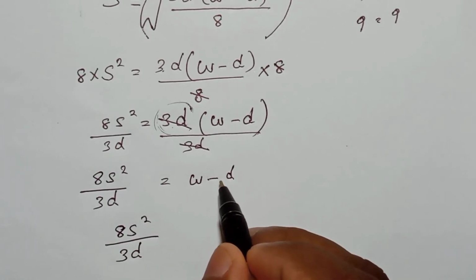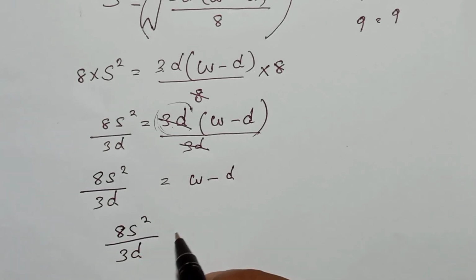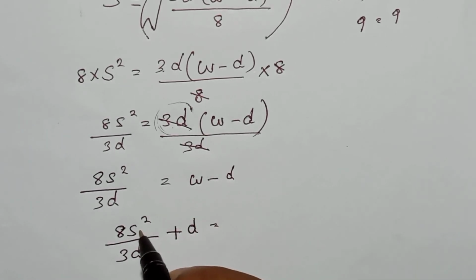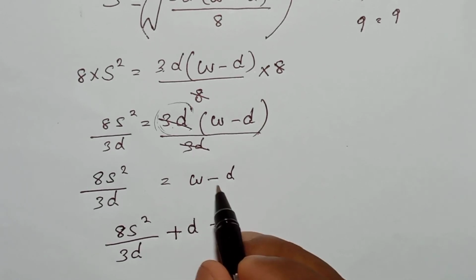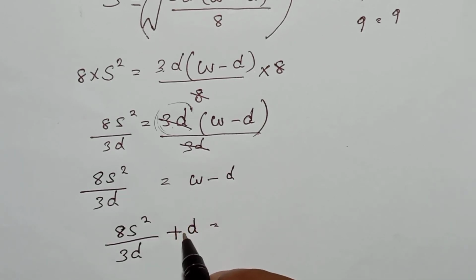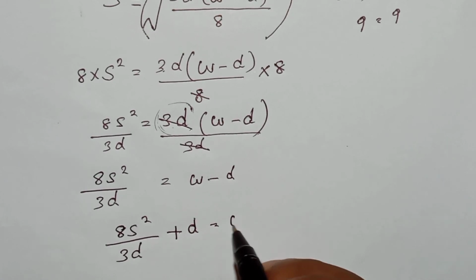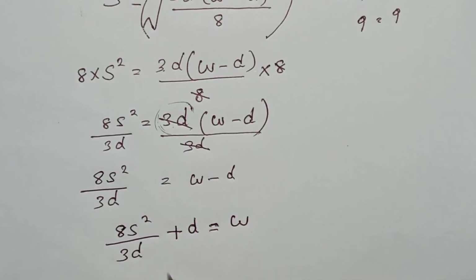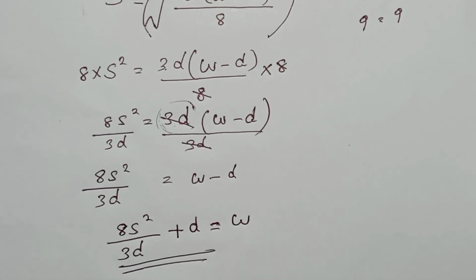But very carefully, when you bring this minus d to here, you need to put plus d like this. Don't put it somewhere else. Here minus d, when I bring it to here it should be plus d, right? Then here only w. Okay, now we have made w the subject. That's the idea to do this question.